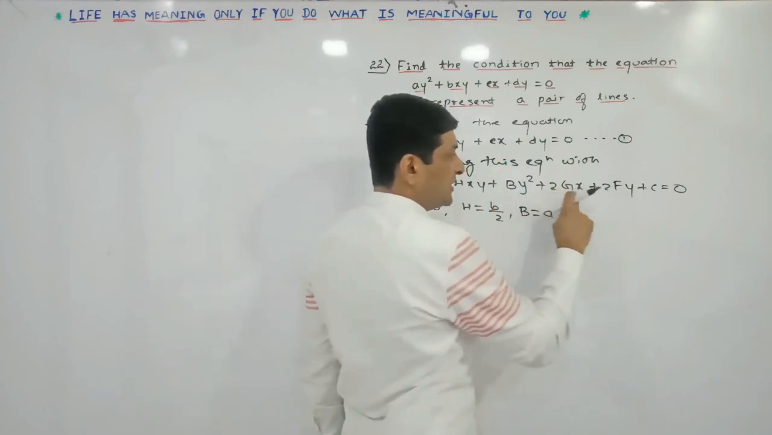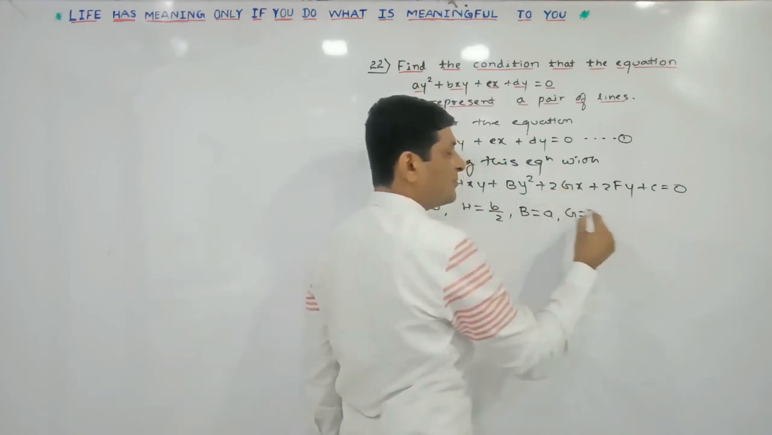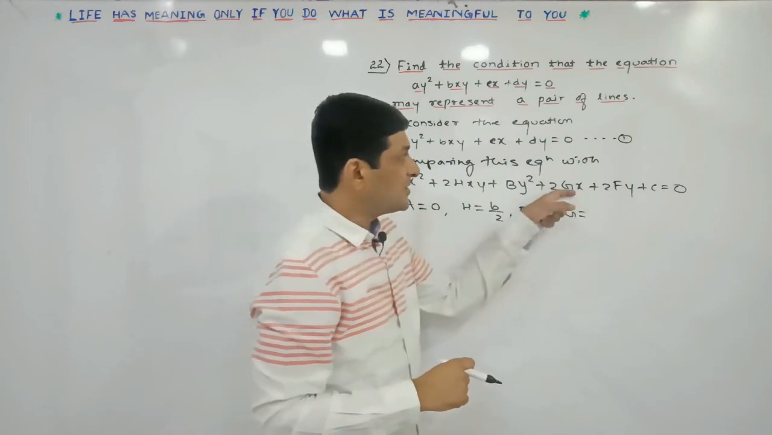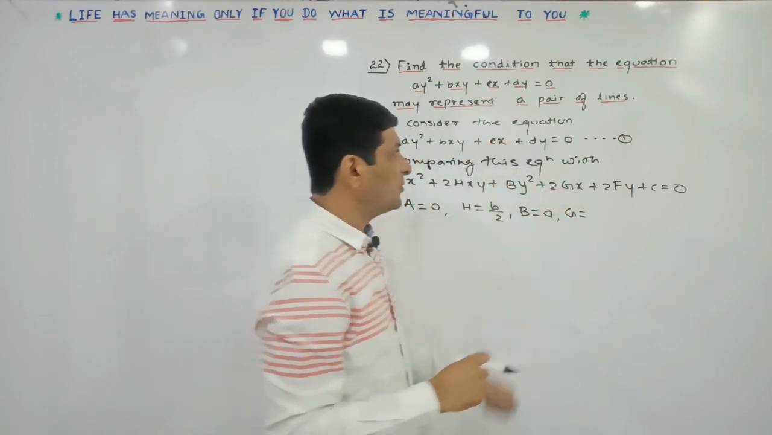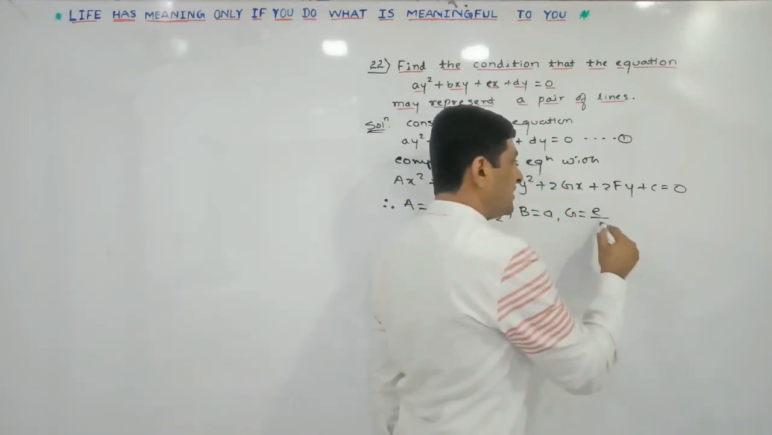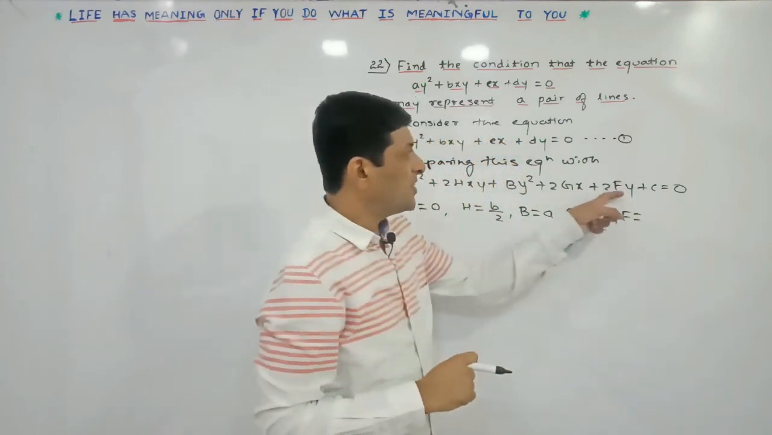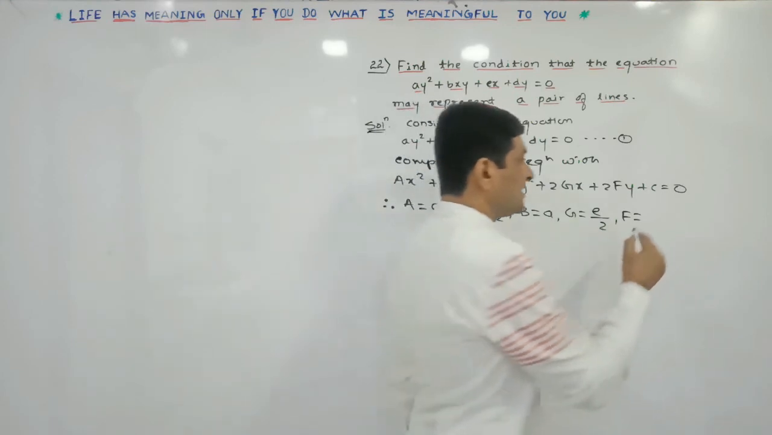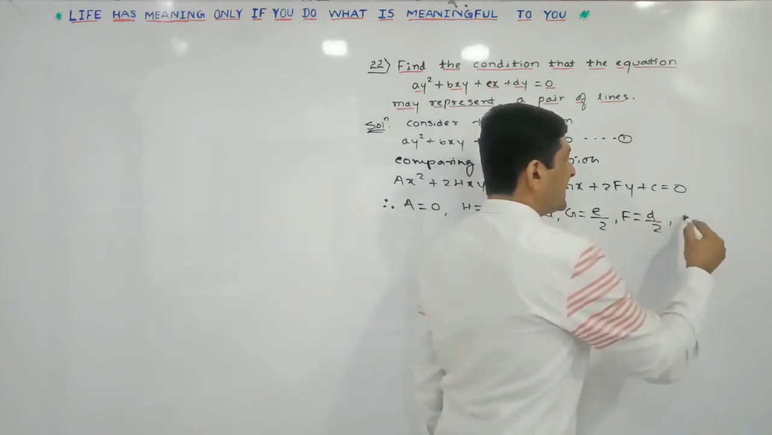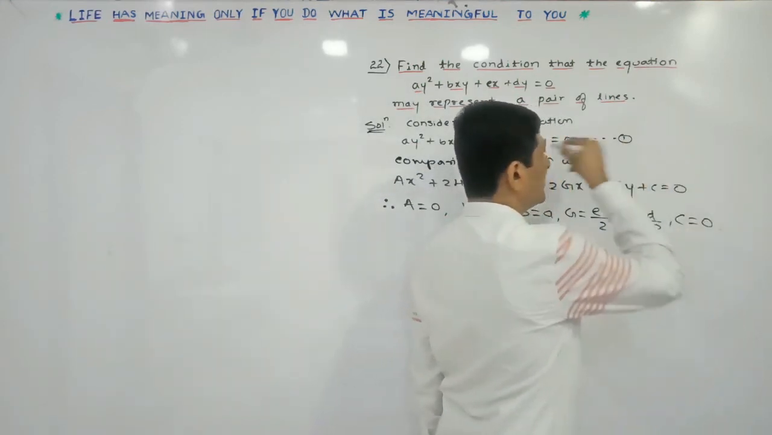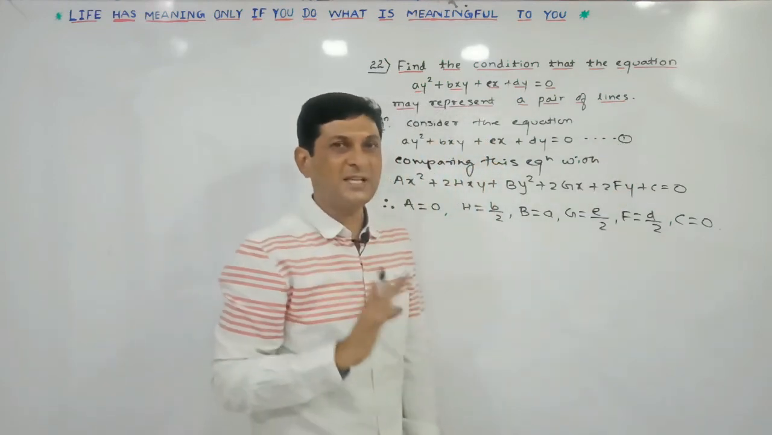Now 2g means from this we are able to find out the value of g. What is the value of 2g here? 2g is equal to e, means g is equal to e by 2. So lastly, let us try to find out the value of f. 2f is equal to d, so f is equal to d by 2, and capital C is equal to what? 0, because the constant term in this equation is absent.